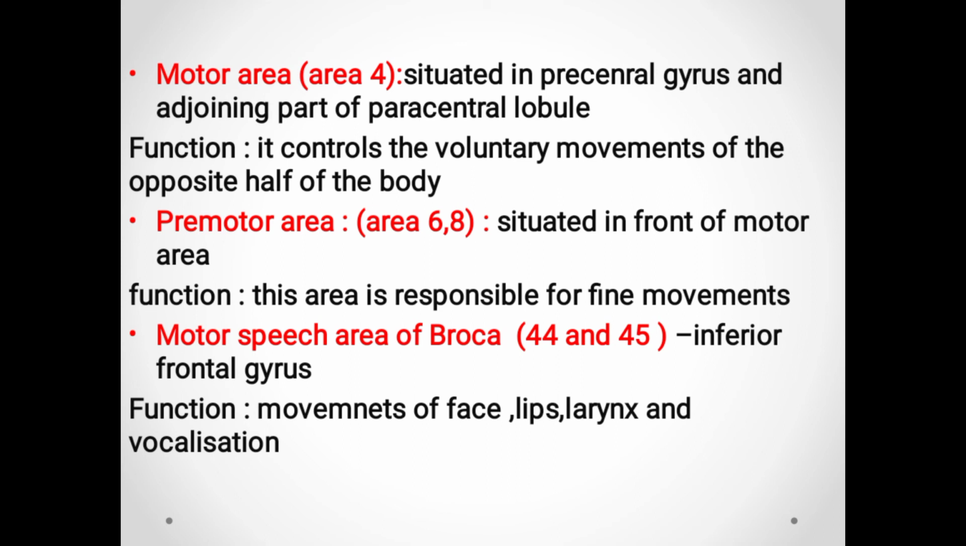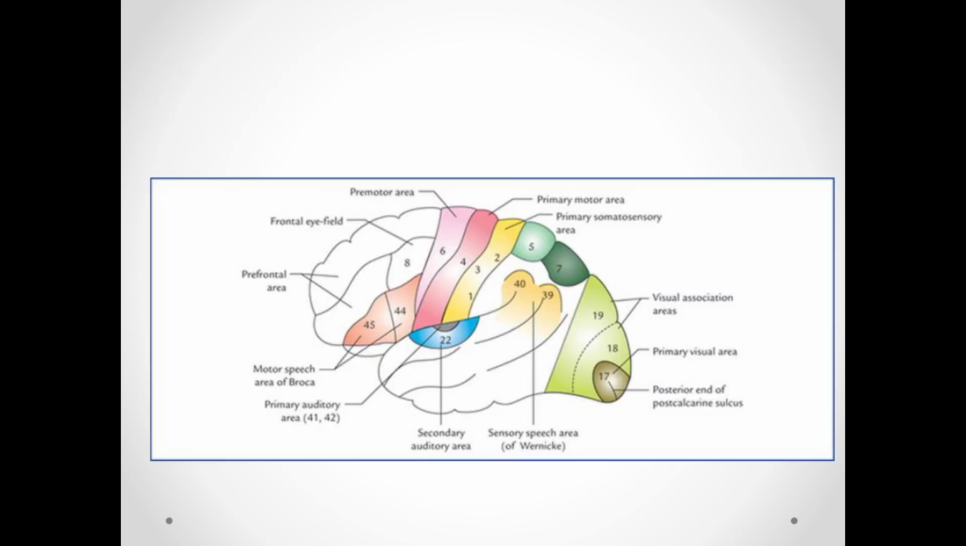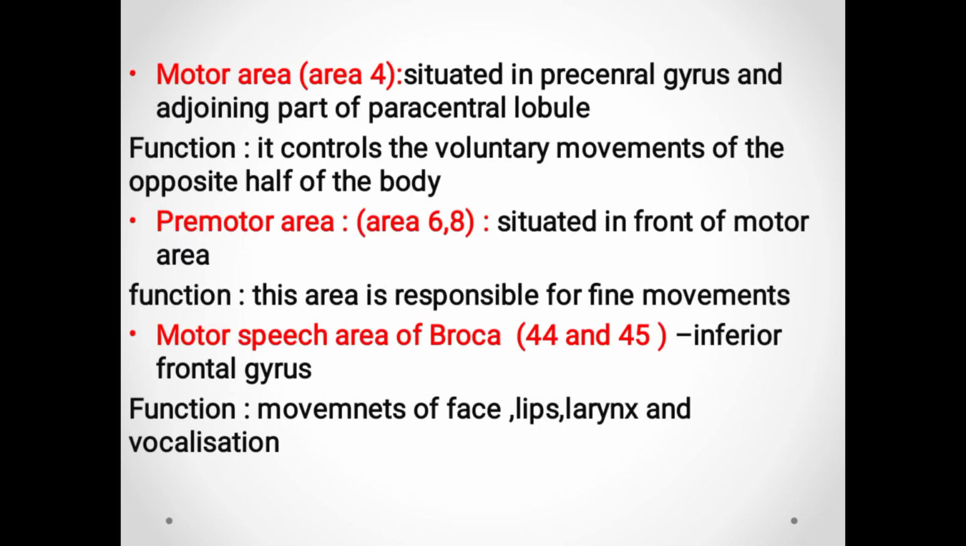Next important thing here, you have to know about the motor speech area of Broca, area number 44 and 45. It lies in the inferior frontal gyrus. We have looked, see here, it lies in the inferior frontal gyrus that you have drawn, called pars triangularis and pars opercularis. There are area number 44 and 45. You have to know which area is 44 and which area is 45. The main function of the motor speech area is movements of the face, lips, larynx and vocalization. So face is important, lips and larynx and vocalization. So this is called the motor speech area of Broca.